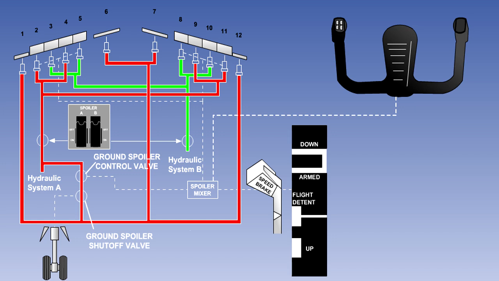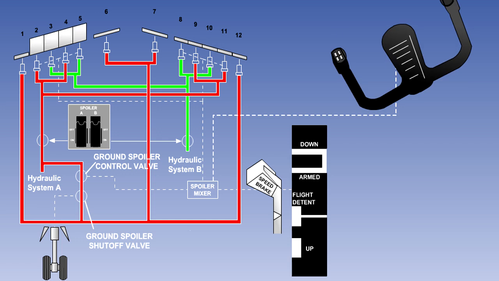Finally, if a roll input is made with the speed brake lever out of the down detent, then the flight spoilers on the downgoing wing will raise further, while those on the upgoing wing will retract by a similar amount.